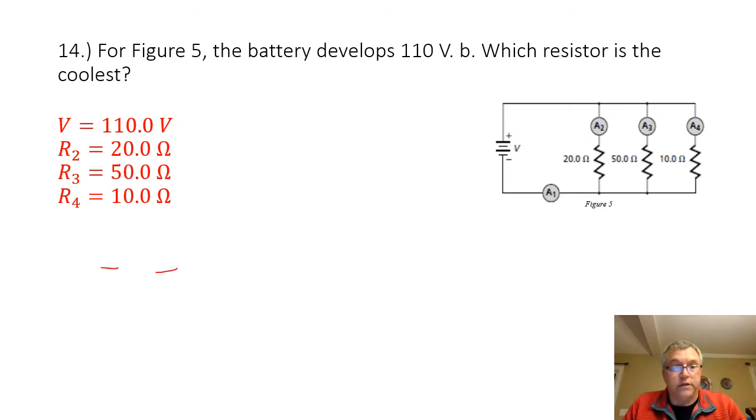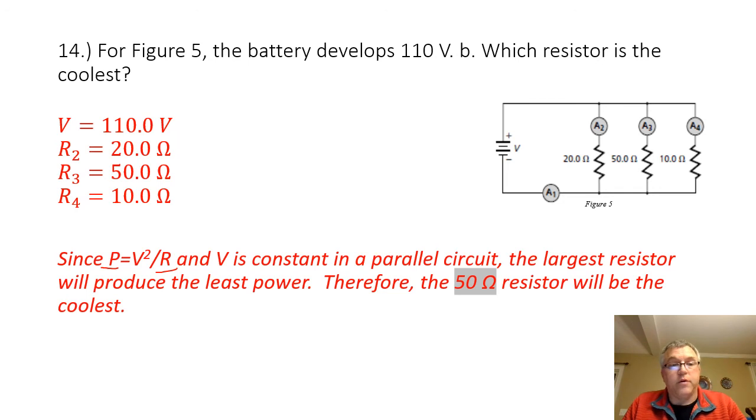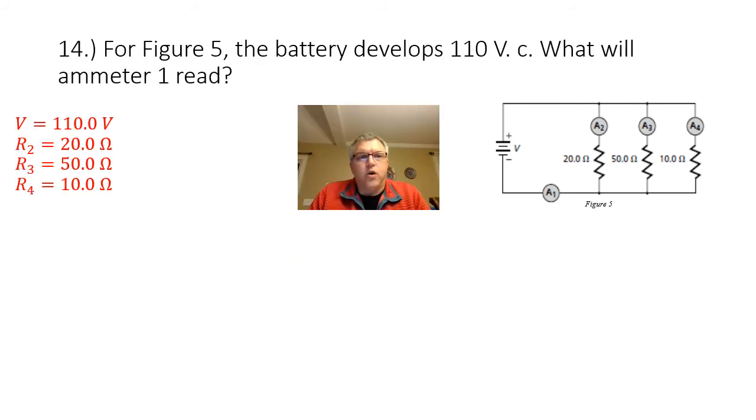And because the power and the resistance in this formula are inversely proportional to one another, because the power is in the numerator and the resistance is in the denominator, the greater my value for R, the smaller my value for P, right? The bigger R gets, the smaller P gets. So in order to have the smallest value for power, I need to have the largest resistance. Part C asks, what will ammeter 1 read?